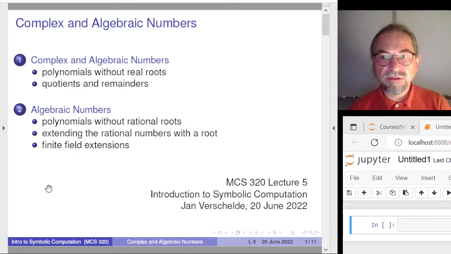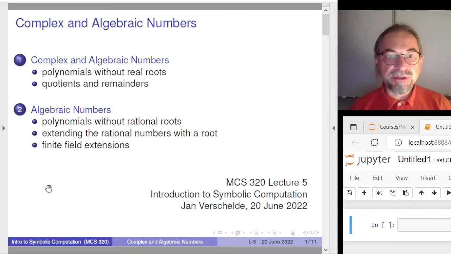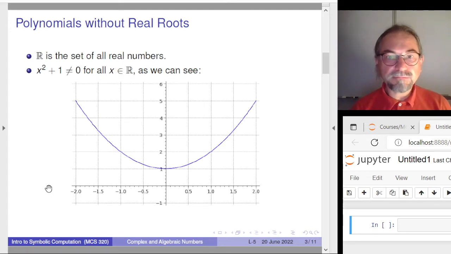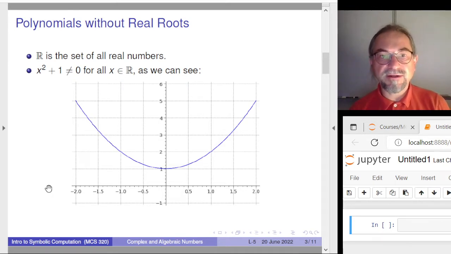We have seen complex numbers before many times. Complex numbers are a specific kind of algebraic numbers. So how can we see the complex numbers? Well, we start from the real numbers. We have this fancy R.